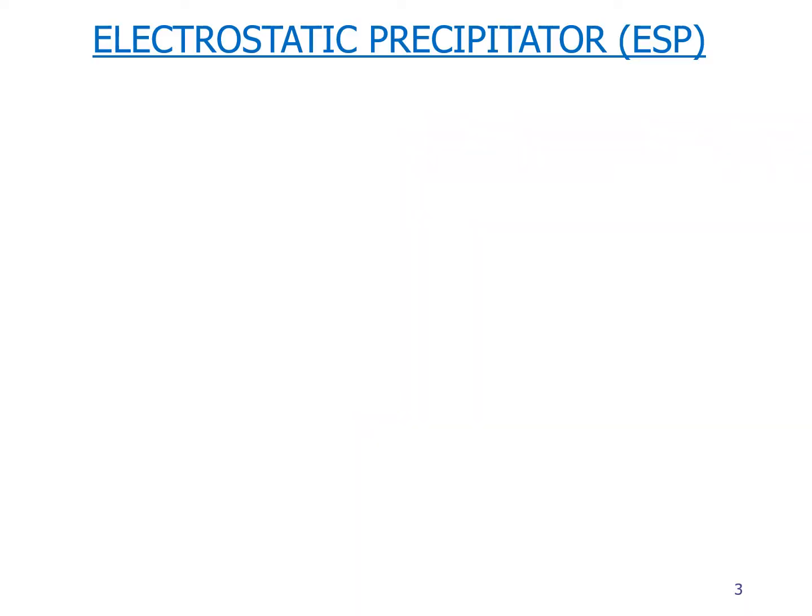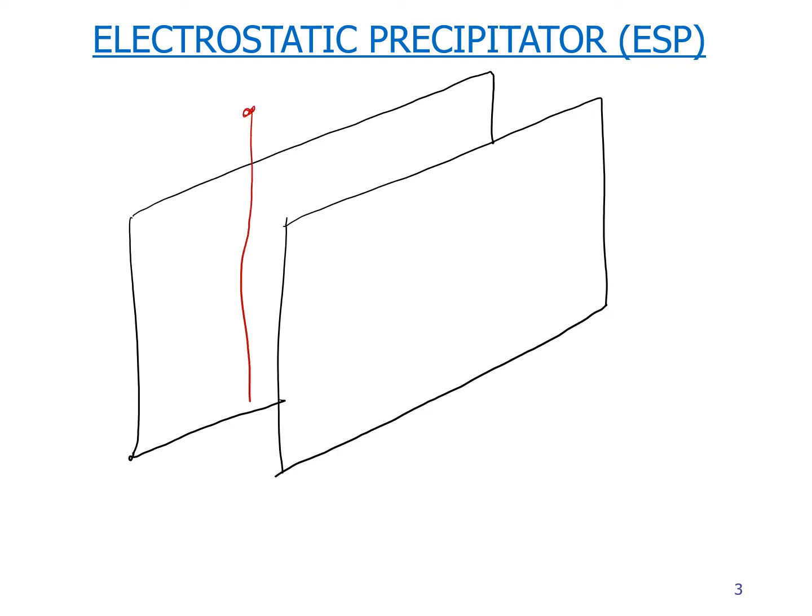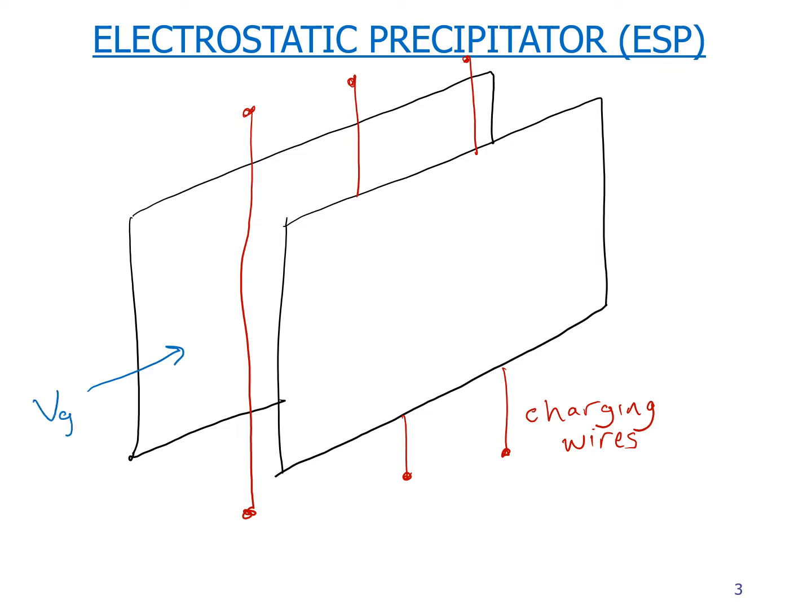We're going to draw an ESP, the two plates, in a slightly different orientation than what we saw on the previous slide. There are my two plates. I'm going to draw the charging wires. We'll have 3 of them running top to bottom. We're going to have our gas flow coming in left to right. So this is at some velocity v sub g.